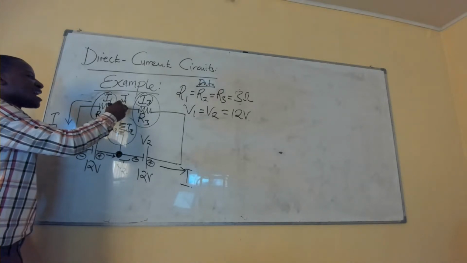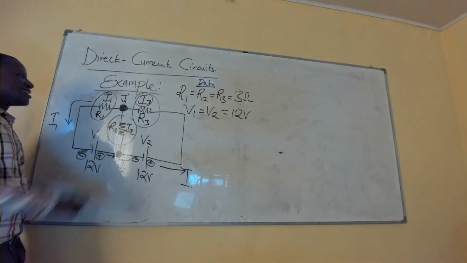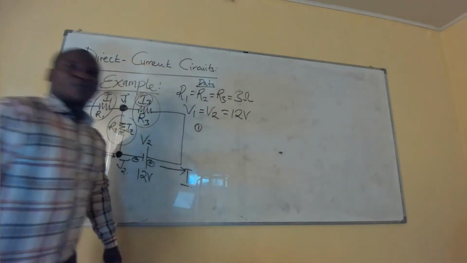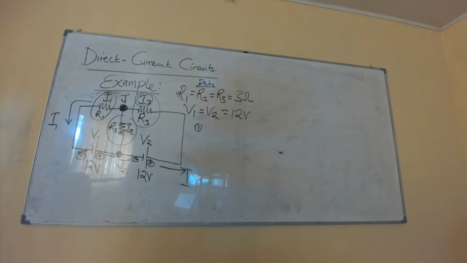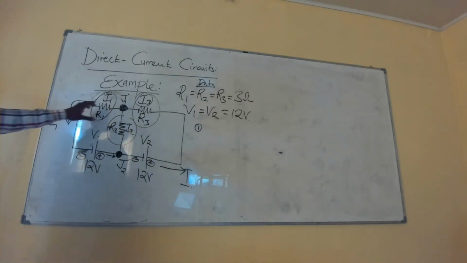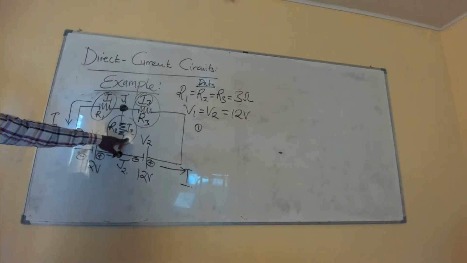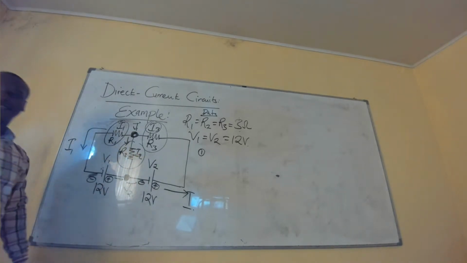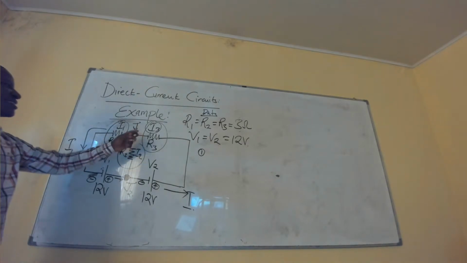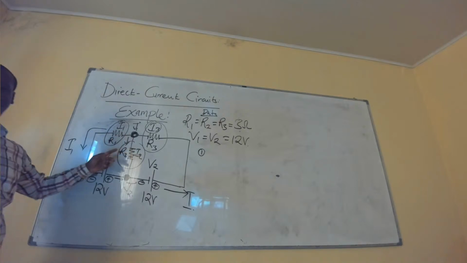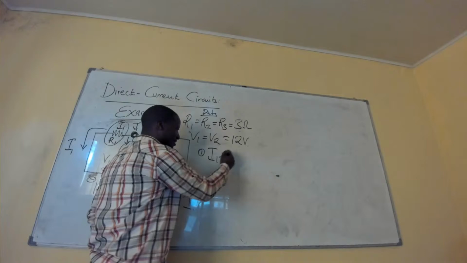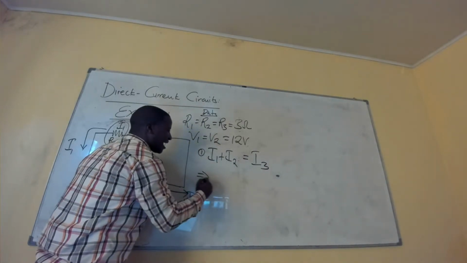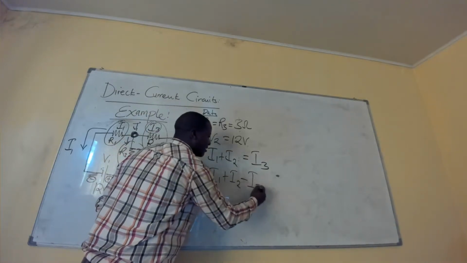Why? Because of this junction that we have here. There's a current that is entering the junction, and there's current that is leaving the junction. So how do we do that? The first step, of course, we put as our equation 1. We know that I1 plus I2 must be equal to I3, because I3 is the one that is entering the junction, and I1 and I2 are leaving the junction. Remember rule number 1: the amount of current entering the junction must be the same as that which is leaving the junction. This implies that I1 plus I2 minus I3 must be equal to 0.